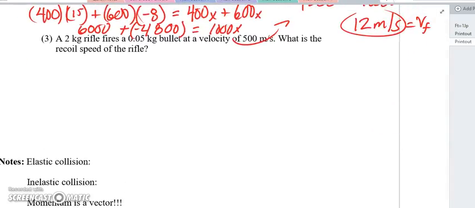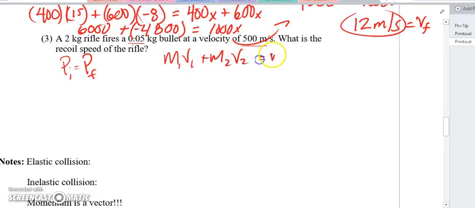In the next problem, you've got a 2 kilogram rifle that fires a 0.05 kilogram bullet at a velocity of 500 meters per second. What is the recoil speed of the rifle? And again, it's the same concept here. P initial is equal to P final. And in this case, the initial velocities of both objects is actually 0. So it's M1V1 plus M2V2 is equal to M1V1 plus M2V2.